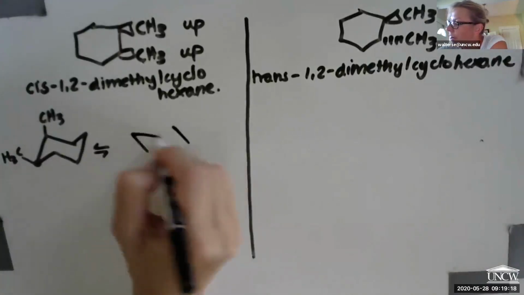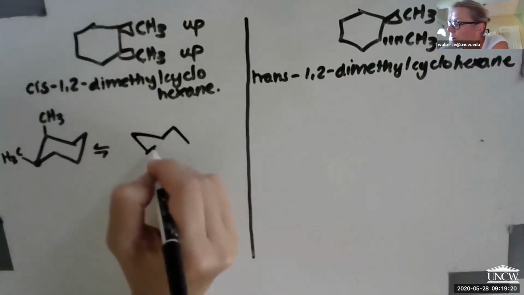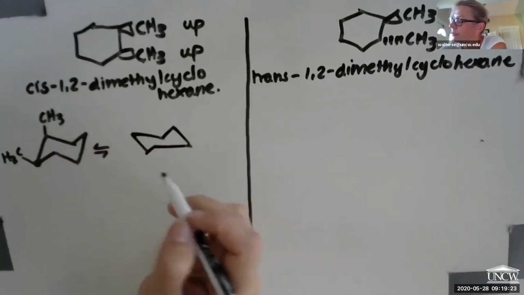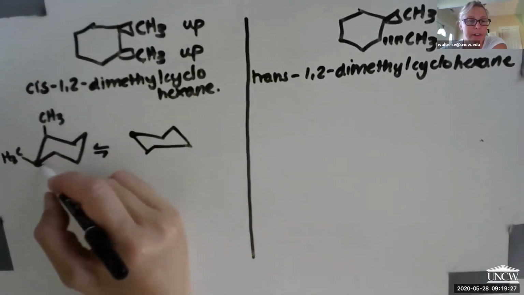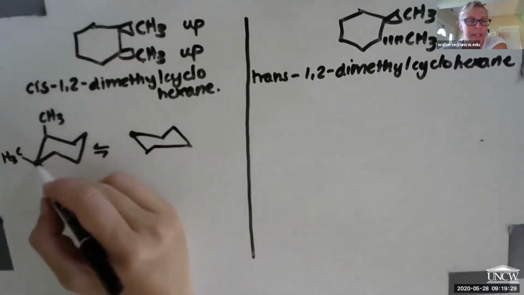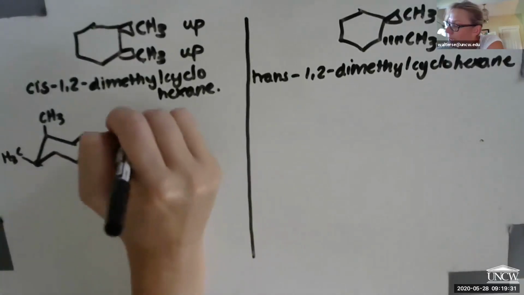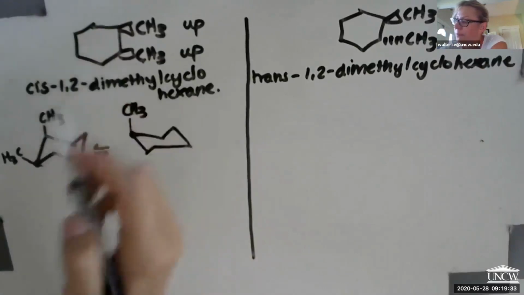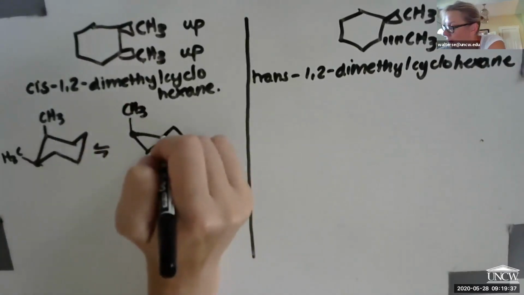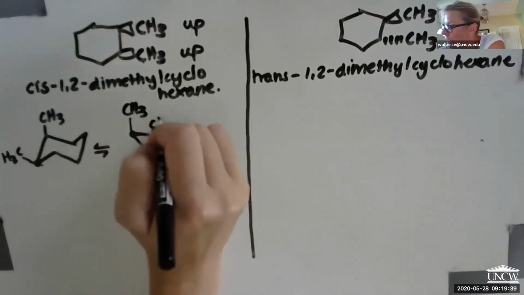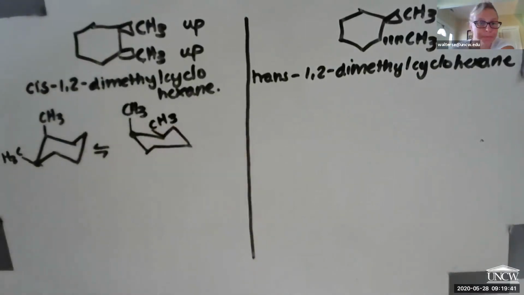Draw the other chair. That's my carbon here, carbon here. Equatorial up becomes axial up. Axial up becomes equatorial up.